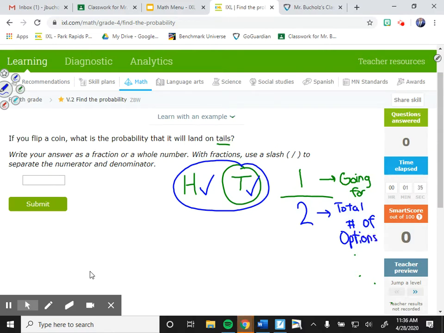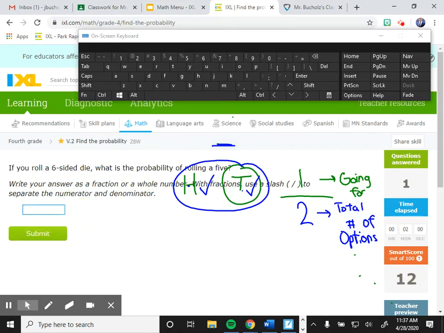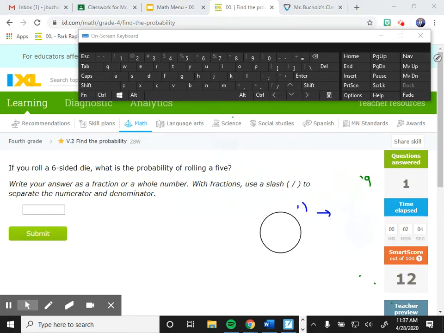So one is for what we're going for. We're only going for tails. And two is the total. We have heads or tails, two options that we could get. So our fraction is going to be 1/2.